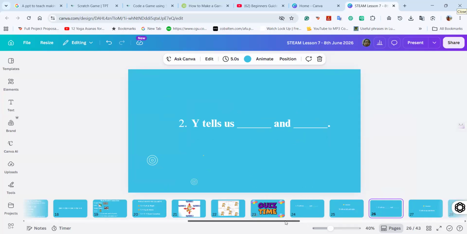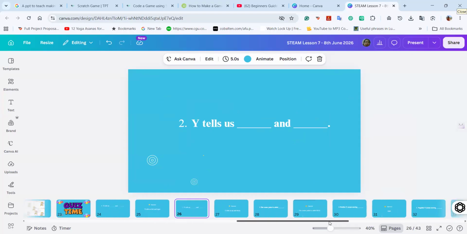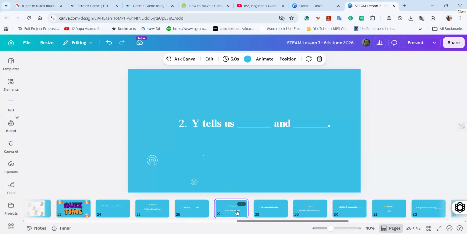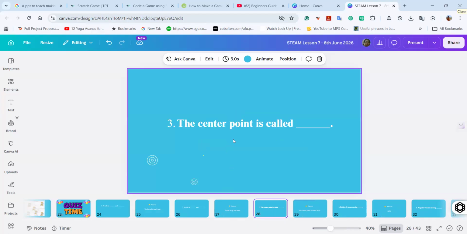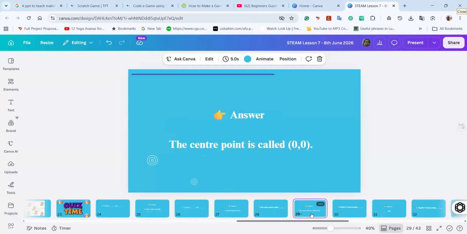Y tells us, quick. Up and down. Good, Zora. Let's see the answer. Y tells us up and down. The center point is called. Very good, Zora. Very fast. Good. Check your answer.